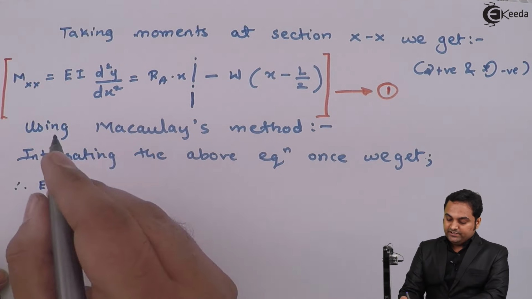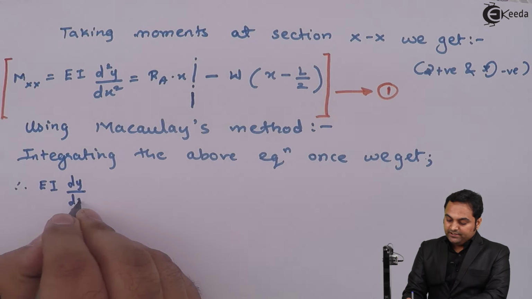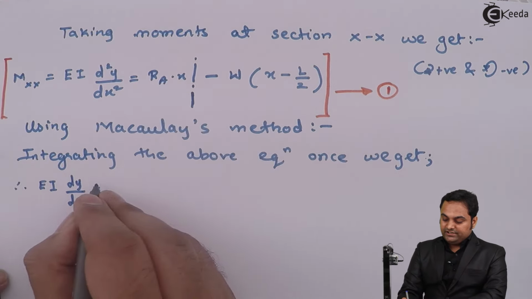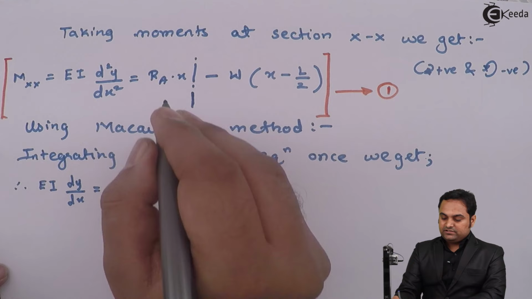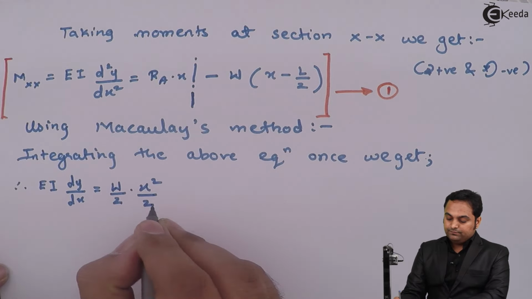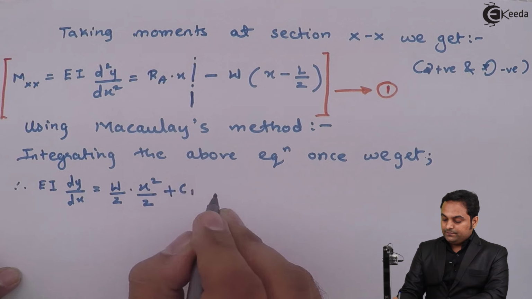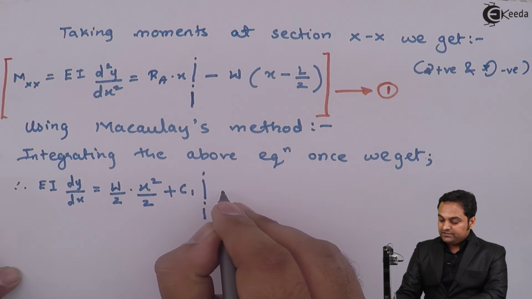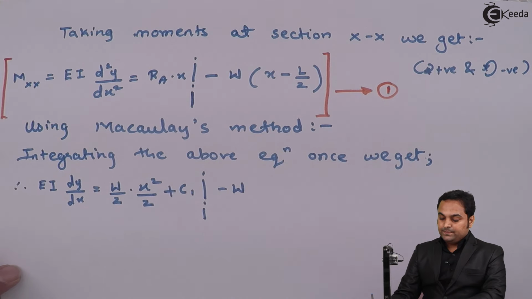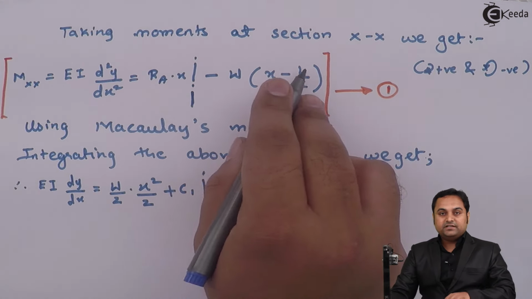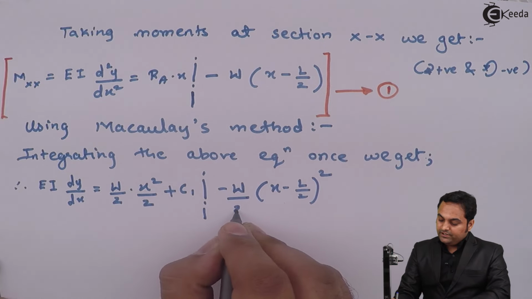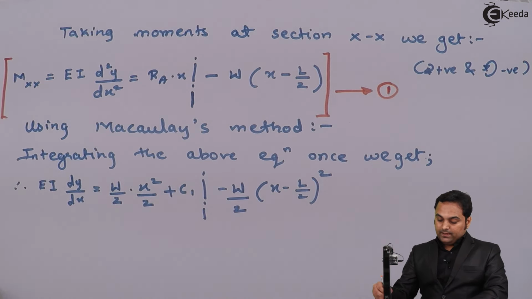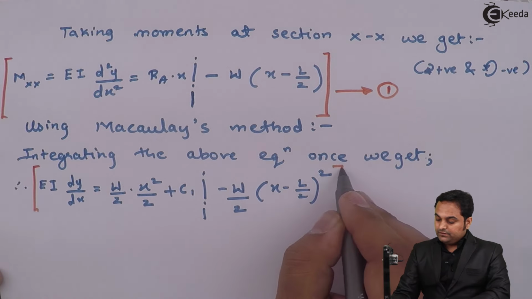so we have EI as the constant, d square y by dx square, integration of this will be dy by dx is equal to RA, reaction at A, that is we have found out it is W by 2, integration of x becomes x square by 2 plus constant C1, this is the first term. Next, minus W will remain as it is, and here we have x minus L by 2, so integration of this term will be x minus L by 2 whole square divided by 2. So I will keep this as the second equation.